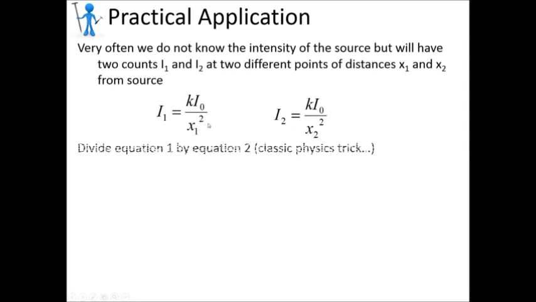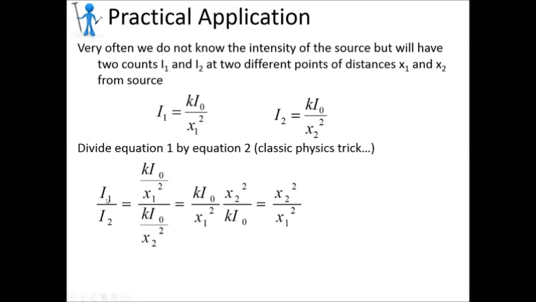So if we just divide these two equations, there you go. Obviously the constant and the intensity of the source just cancels out, so we end up with I1 over I2 is equal to x2 over x1 all squared. So this is the intensity at distance 1, this is the intensity at distance 2, and this is distance 2, and this is distance 1. This isn't on the data sheet, but it's very often used in calculation, so it's worth remembering.